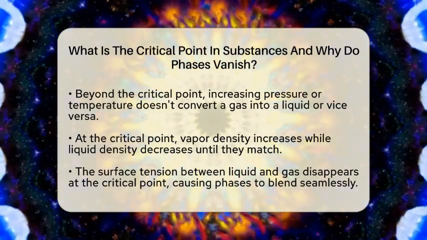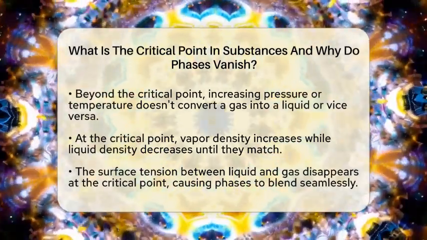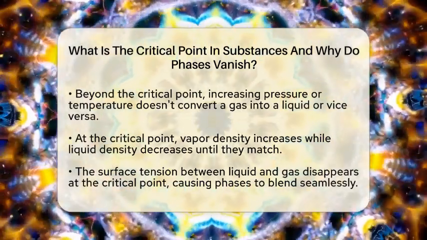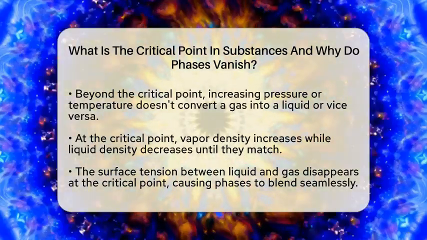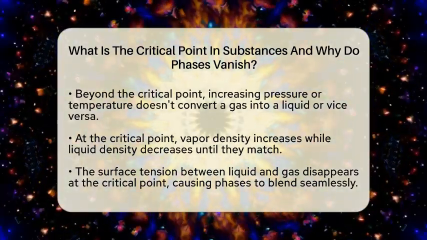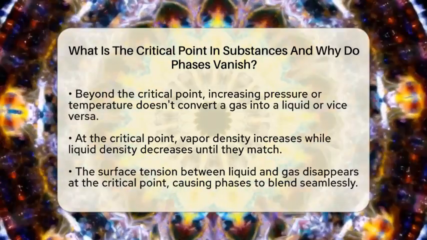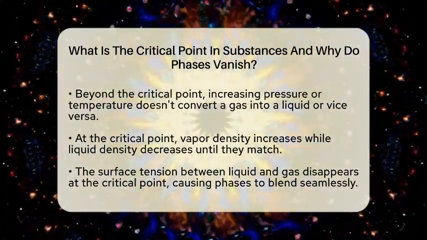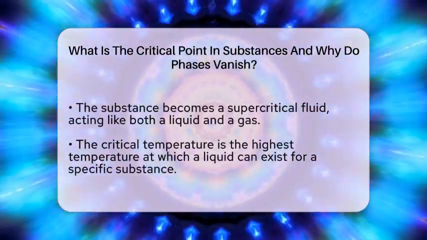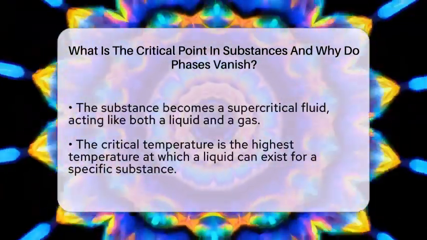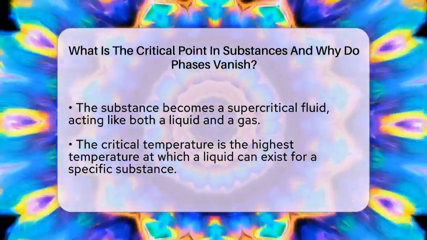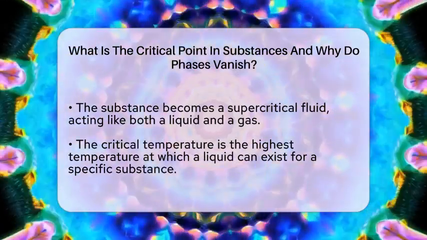Now, why do the phases vanish at the critical point? As the temperature and pressure approach their critical values, the density of the vapor increases while that of the liquid decreases. Eventually, they become equal. When this happens, the surface tension that normally exists between a liquid and a gas disappears. Without surface tension, there's no clear boundary, so the phases blend into one another seamlessly. This creates a supercritical fluid that can diffuse through solids like a gas but dissolve materials like a liquid.